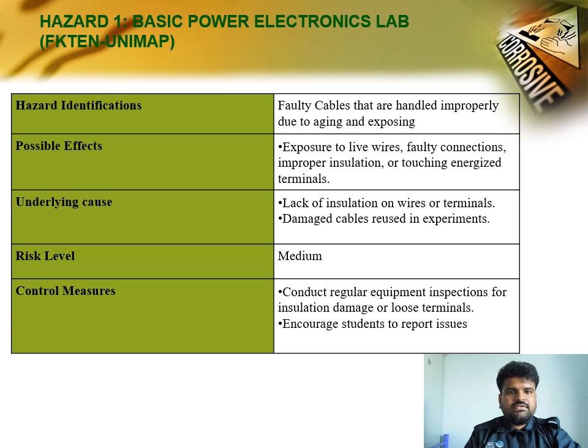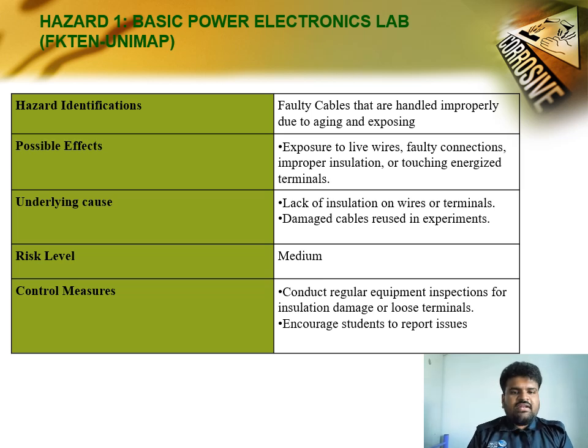I would like to present the types of hazard identification. The first hazard is at the Basic Power Electronics Lab at FKTEN UniMAP. The hazard identified is faulty cables that are handled improperly, with aging and exposed wires. The possible effects are exposure to live wires, faulty connections, improper installation, or touching energized terminals. The underlying causes are lack of insulation on wires or terminals, and damaged cables reused in experiments.